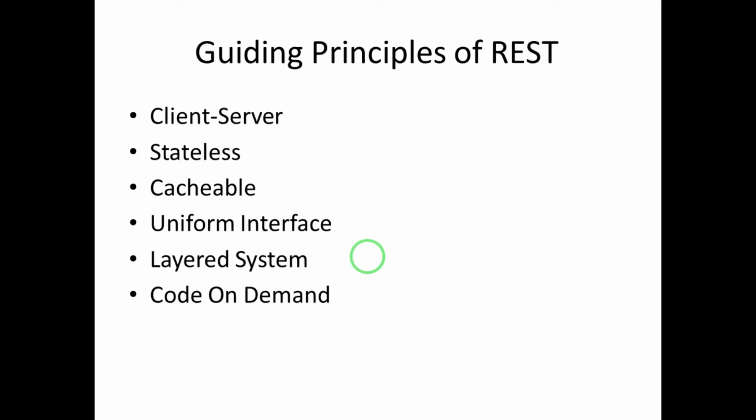There are certain guiding principles for REST, if you want to implement a RESTful API using any particular language. In this series I'm going to use Node.js. The first thing is client and server. There should be a client at one end and a server at the other end. Then only is RESTful possible.